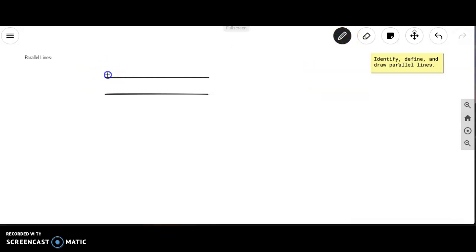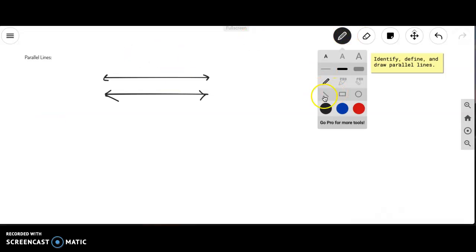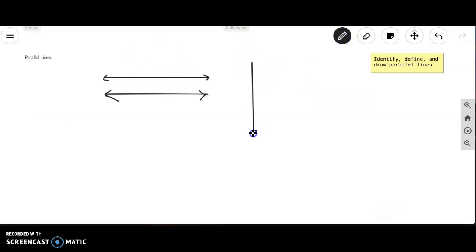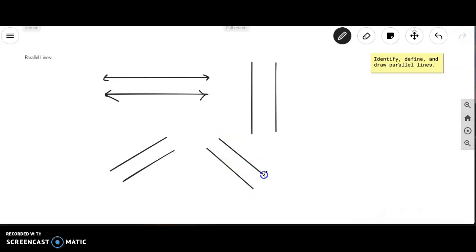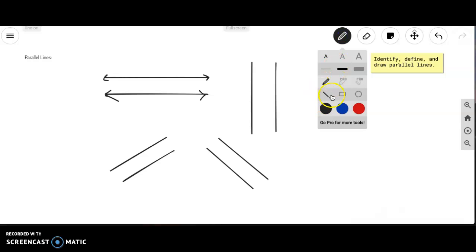So they can continue forever in both directions without ever meeting. So if this goes on forever in this way too, these two lines will never cross. And they don't always face this way. There's lots of examples of how they can be parallel. Parallel can also be up and down. They can be sideways. They can really be in any orientation, so long as that they never cross.